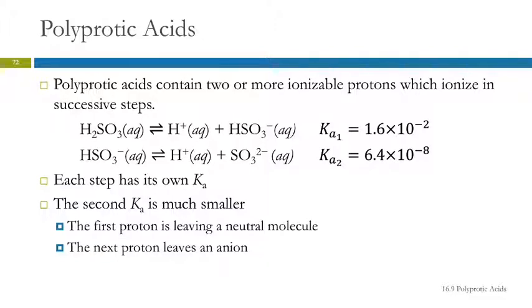And the first one is going to have a higher Ka. The second one is going to be smaller. And if there's a third one, that's going to be even smaller. Because the first proton is leaving a neutral molecule. The second proton is leaving an anion. So we're taking a hydrogen ion, a cation, away from a negatively charged ion. That's going to be harder. And so this constant is lower, reflecting that this reaction stays more to the left than going to the right. Does that make sense?